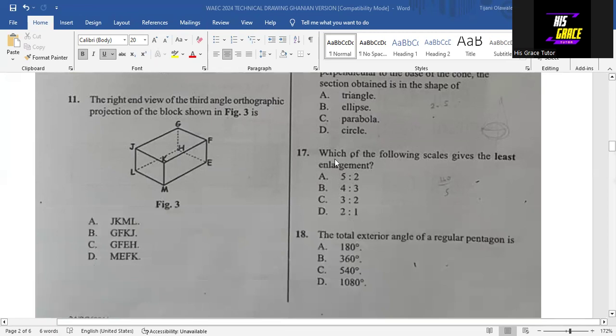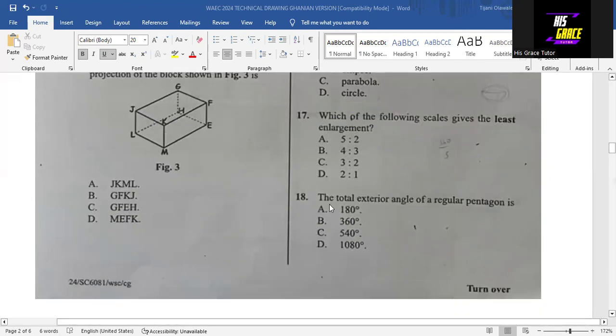Then question 17. Which of the following scales gives the least enlargement? What you need to do here is divide each of these. For example, option A, I will divide 5 by 2, and that will give us 2.5. Option B, I will divide 4 by 3, and that will give me 1.3333, and so on. Then here I have 3 by 2, that's 1.5, and then 2 by 1, that is 2. So the least among them is option B, which is 1.33. So the answer to the question is option B.